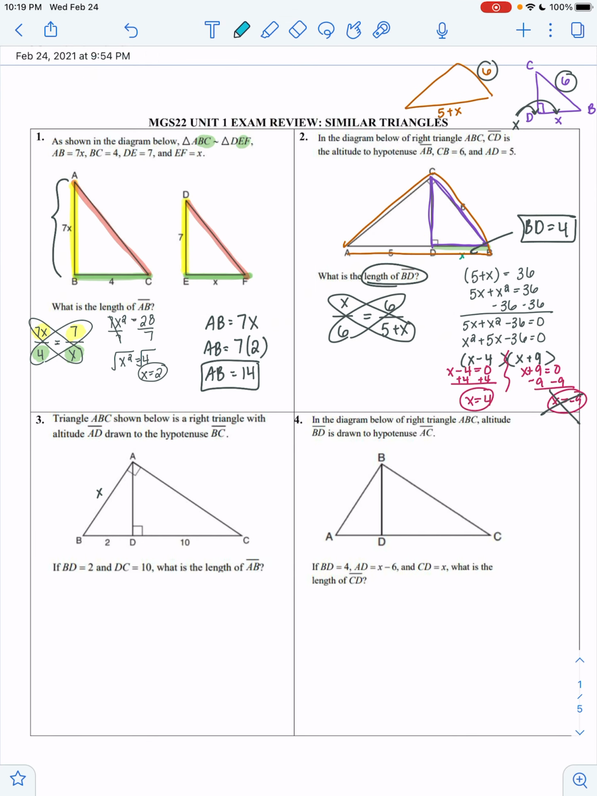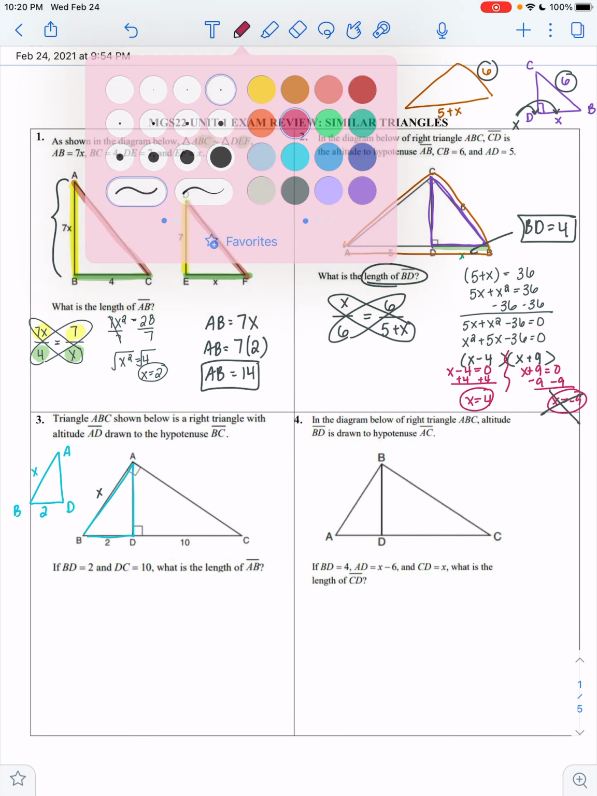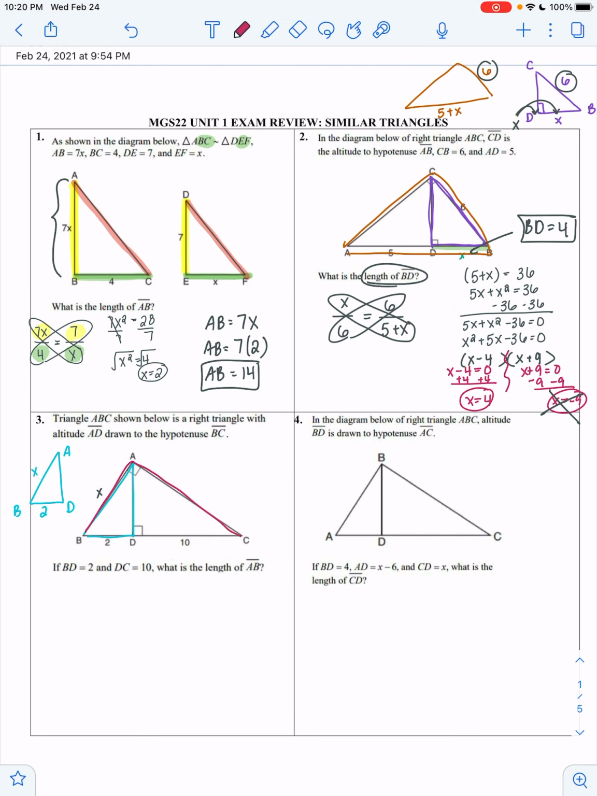I think the first triangle that pops out to me is triangle ABD. And again, I always like to redraw my triangles. ABD, I know from A to B is X, and then from B to D is 2. Now, the other triangle we're going to use is our big triangle, triangle ABC. So in ABC, we have this is X and this is 12.